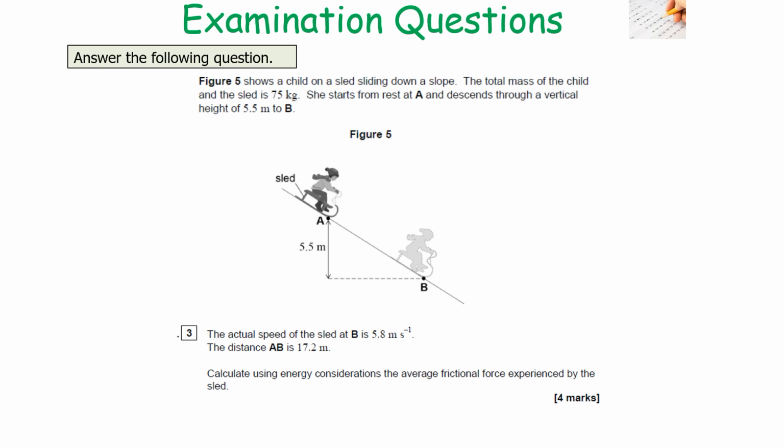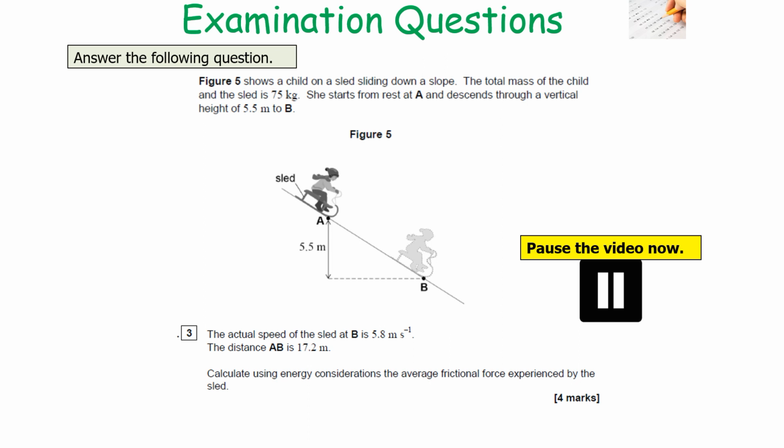Let's have a look at our next question. Figure 5 shows the same child. The actual speed of the sledder at B was 5.8 meters per second, and the distance travelled from A to B is 17.2 meters. Calculate, using energy considerations, the average frictional force experienced by the sled. Pause the video now, then unpause the video when you want to go through the answer.